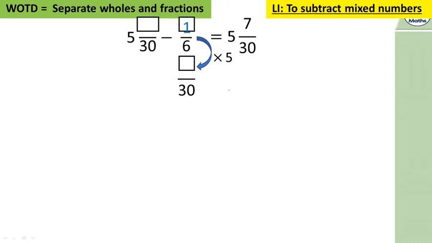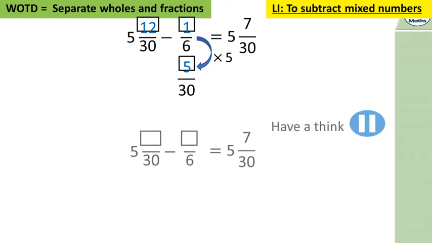So if we want to take away 1/6, so if we start by what we're taking away, 1/6 is the same as 5/30ths. So if I'm going to take 5/30ths from something and the answer is going to be 7/30ths, what might that be? So if I work backwards and say 7 plus 5 will give us 12. So 5 and 12/30ths minus 1/6, which is worth 5/30ths, will equal 5 and 7/30ths.